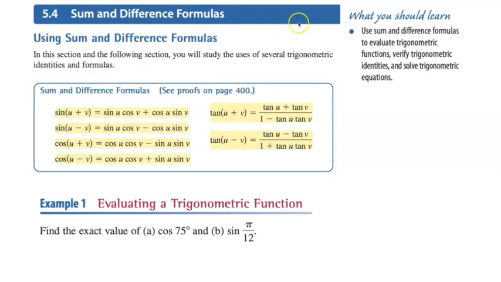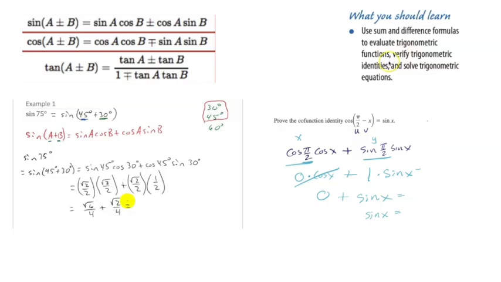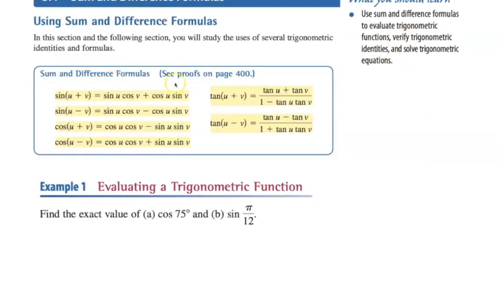5.4, sum and difference formulas. You should learn how to use sum and difference formulas to evaluate trig functions, verify trig identities, and solve trig equations. Here are some more identities. These are called the sum and difference formulas. We have sine of u plus v, sine of u minus v, cosine, and tan.